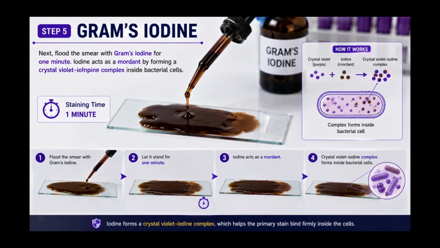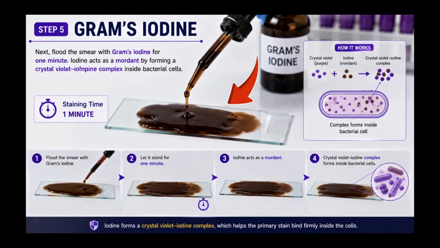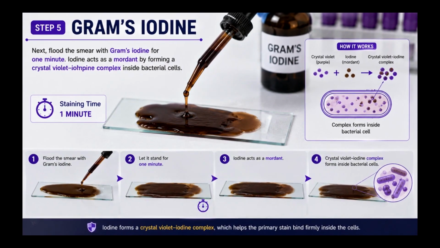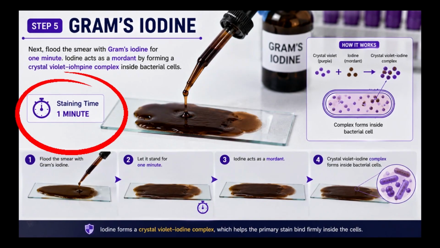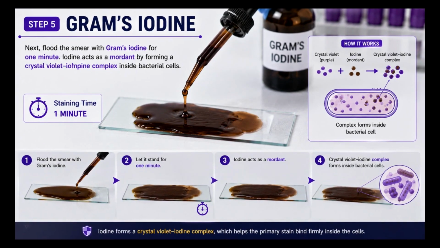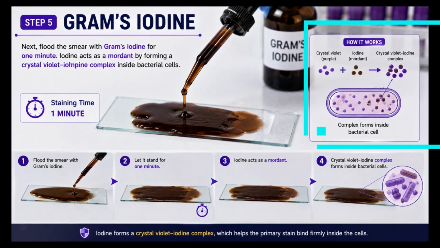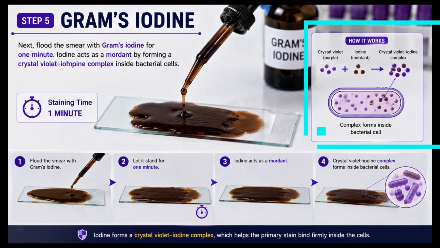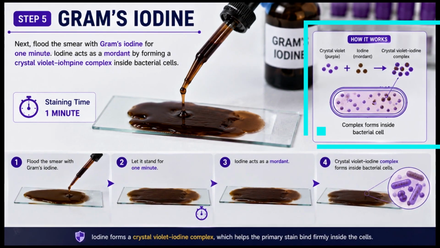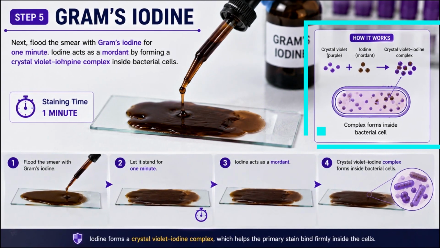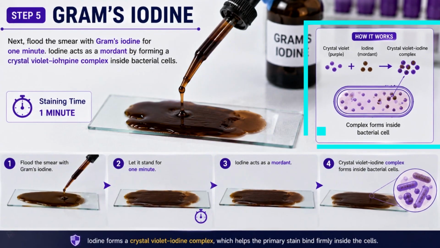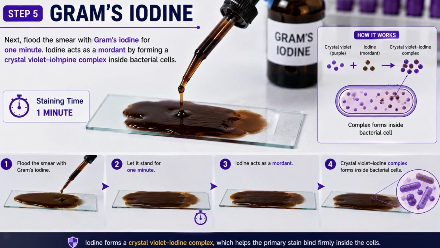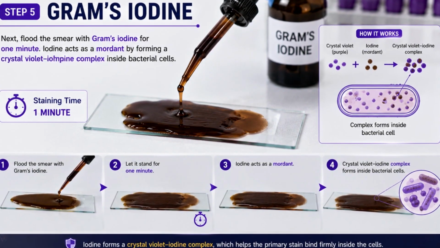Step 4. Treatment with gram's iodine. Next, cover the smear with gram's iodine for 1 minute. Gram's iodine acts as a mordant. A mordant is a chemical that strengthens the binding of a stain to a cell or tissue, combining with crystal violet to form a large crystal violet iodine complex inside the bacterial cells. After 1 minute, rinse the slide gently with distilled water.